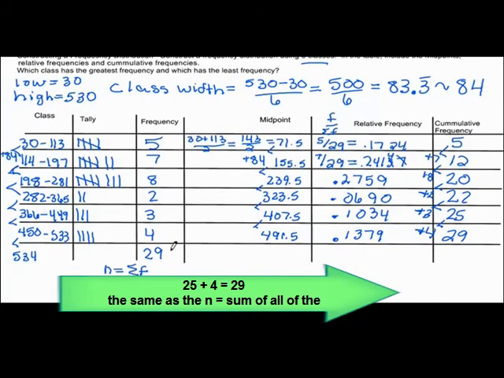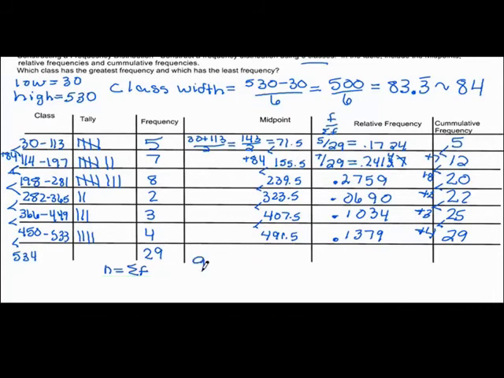And lastly, they asked us 2 questions. Which class has the greatest frequency? So the greatest frequency, we just go to our frequency column, and that is the 8 here, and so that is the class 198 to 281. Now the class with the least frequency is 2, so that's the class that is 282 to 365.